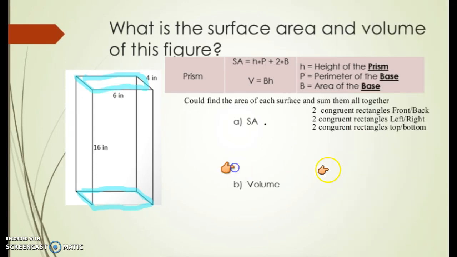Is 64. I don't know what, my math is all off. And there's two of them. That would be 128. And then the front and the back are 16 by 6. So that's one way to do it, and that's fine.